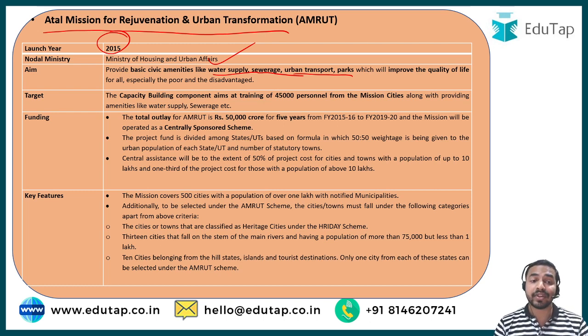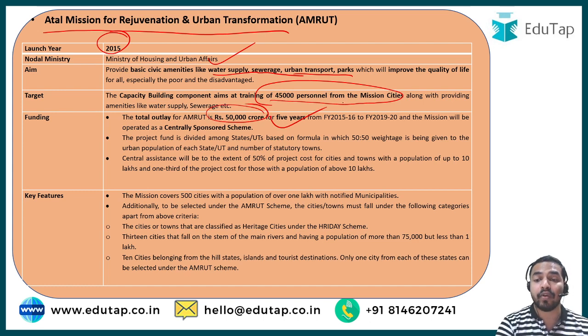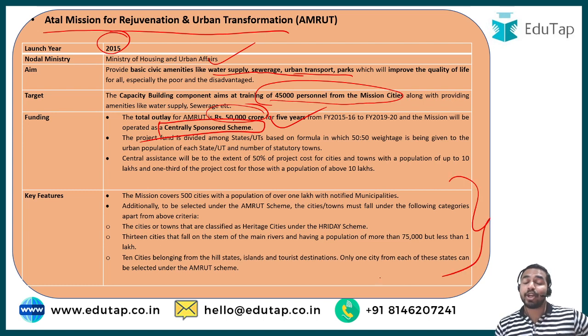And the target of this is that the capacity building component aims at training of 45,000 personnel from the mission cities, along with providing amenities like water supply, sewerage and so on. And my dear friends, if we talk about the total allocation for this Amrut scheme, then the total outlay for this particular Amrut scheme is rupees 50,000 crore for a period of 5 years. And this particular Amrut will be operated as a centrally sponsored scheme. Some other key important features are being mentioned here, and you can go through them.